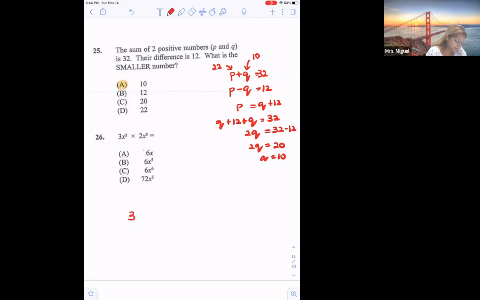Number 26, 3x squared multiplied by 2x cubed. We multiply 3 by 2 to get 6, and we add the powers since the base is the same. So 6x to the power of 5. The answer, B as in boy.